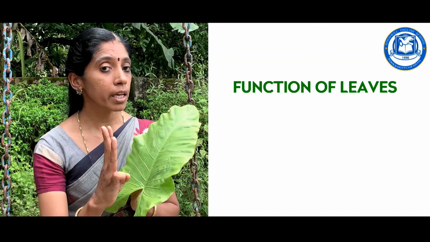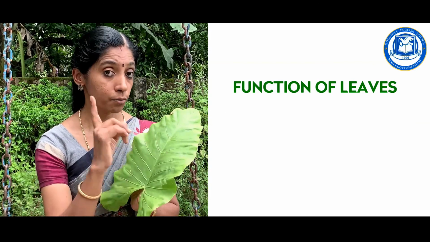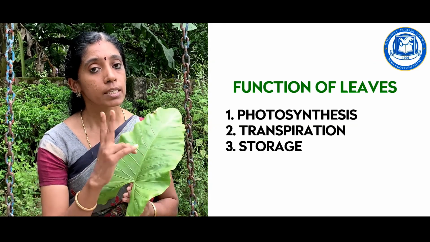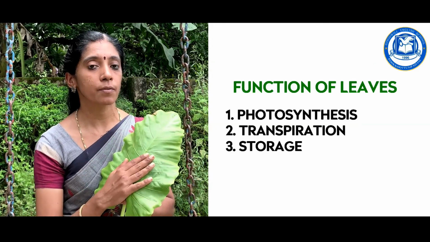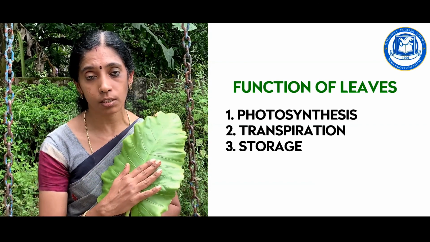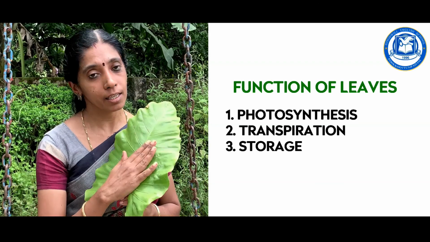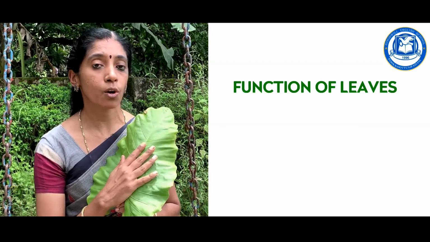So the three main functions of the leaves. First one is photosynthesis, that is preparation of food. Second one is transpiration, that is evaporating the excess of water. And the third one is storing, storing food in the leaf. So these are the functions of a leaf. So today we learned about the different parts of a leaf, two types of venations in the leaf, and the functions of the leaf. Hope you are clear with the topic, right?